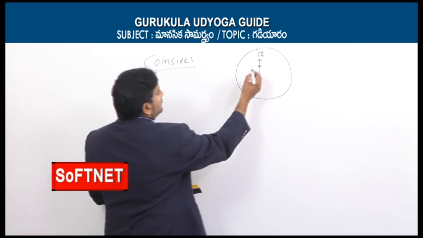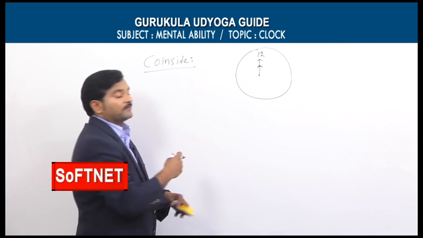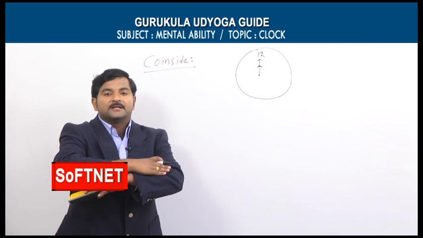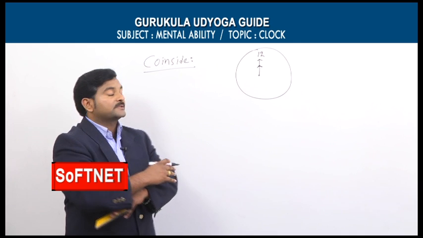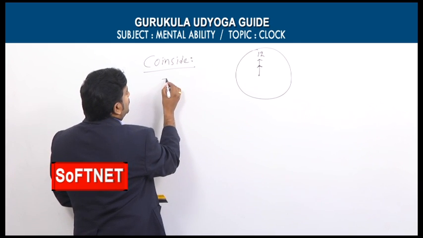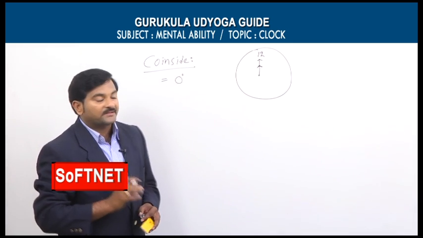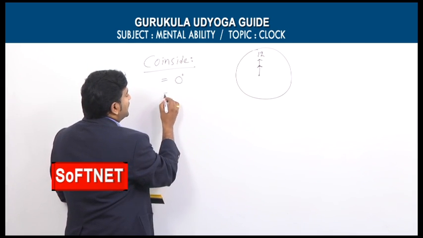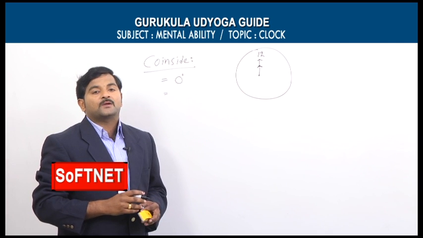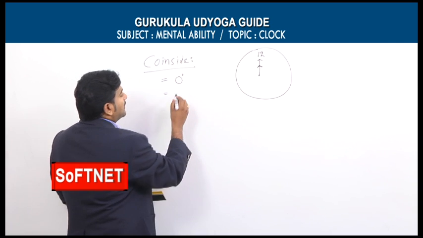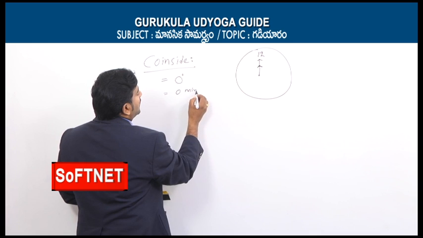By seeing this diagram, we can say the hours hand and minutes hand both coincide. There is no angle between these two hands. That's why when two hands coincide, the angle between them is 0 degrees. That is one point. And the second point is when two hands coincide, they are 0 minutes apart.